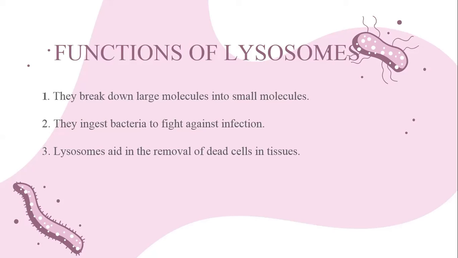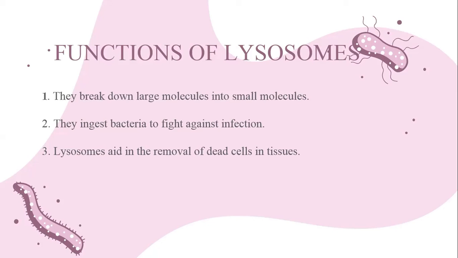The second function is they ingest bacteria to fight against infection. Lysosomes fuse with an endocytic vesicle. An endocytic vesicle is a vesicle that brings particles into the cell. When bacteria enter the body, the white blood cells called phagocytes ingest the bacteria into a vesicle to break it down. The lysosomes fuse with the vesicle, then break down the bacteria. This process is called phagocytosis.